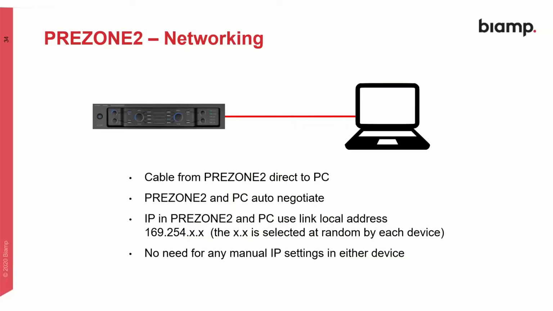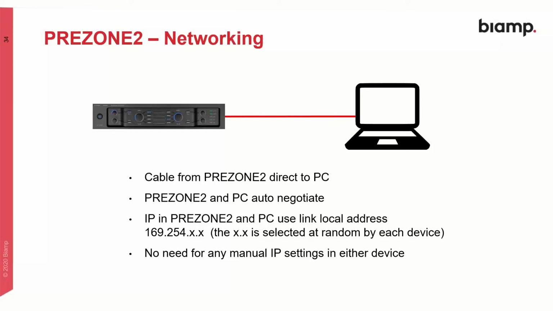Lastly, the zero config networking section. So we have a direct cable from the PREZONE2 to the PC. The PREZONE2 and the PC then auto-negotiate, and the IP addresses in the PREZONE2 and the PC use what's called link-local addresses. So they're normally identified by having the format 169.254.x.x, and those x's in that number are actually created randomly. I don't think it's possible actually to have two devices on the same network with the same IP address in that case.